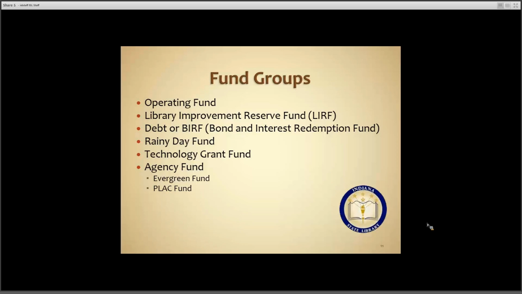These are the fund groups associated with Indiana Public Libraries. A particular library would not have all the funds, though everyone has an operating fund. It is also important to establish the LERF and Rainy Day Fund by board resolution. And if you receive funds from the Indiana State Library for broadband connectivity, you need a technology grant fund. And the agency fund, Evergreen and Plaque, are optional depending on whether you are collecting funds for another agency.